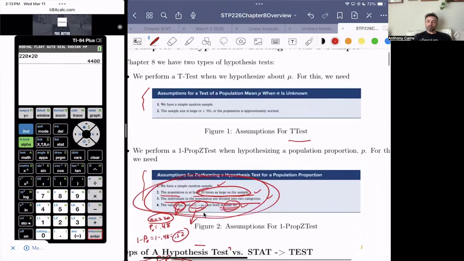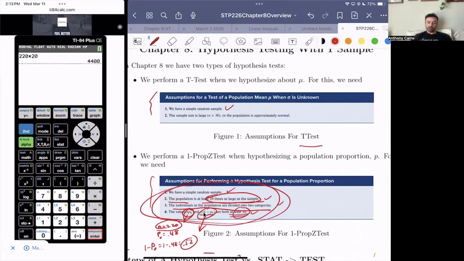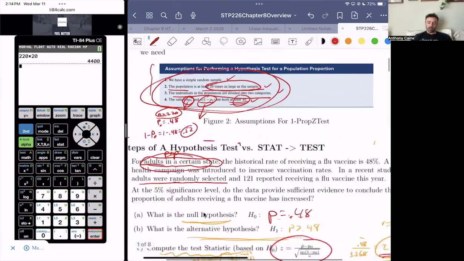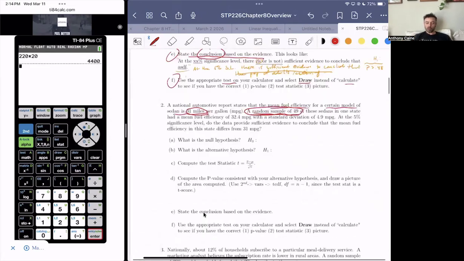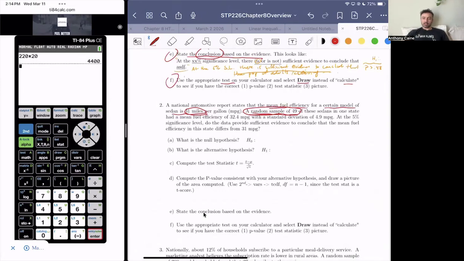The assumptions for a t-test, much, much smaller. We need a simple random sample, and the sample size is at least 30, or the population is approximately normally distributed. So let's go look at problem 2. Look, a random sample of 49. That checks both boxes. It's random. The sample is at least 30. We're good to go. Okay, so this is screaming t-test. But let's continue. Let's see that it's a t-test.